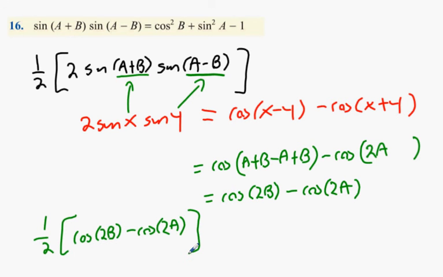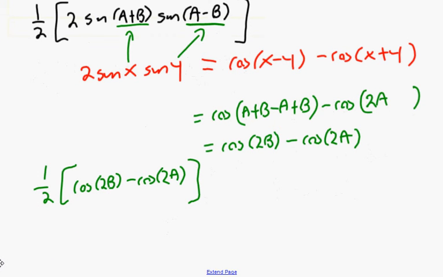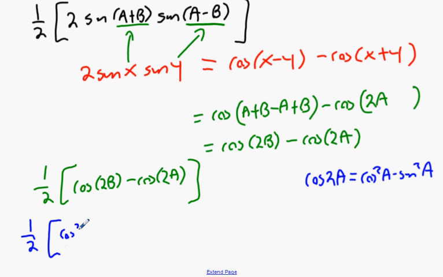Okay. Notice the presence of a cos squared b and a sine squared a. Let's see what we can do with this. So what I'm going to do is look up a formula for cos 2a. What's cos 2a? Cos squared a minus sin squared a. Would you agree with that? Yeah. So what's cos 2b? Same thing as that, just with b. Cos squared b minus sin squared b. And then minus the cos 2a, so minus that.